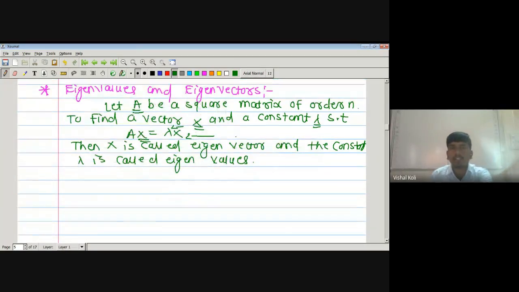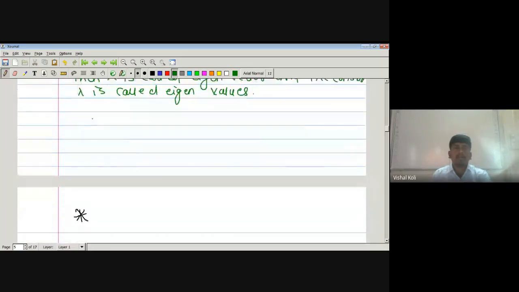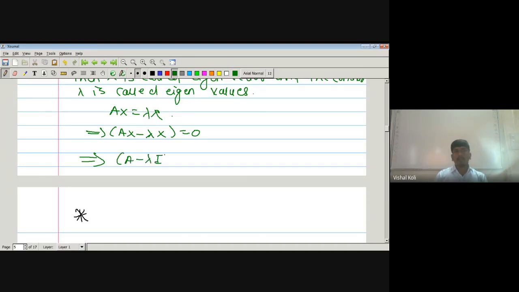Now this equation 1 can be written as Ax equal to lambda x, which is nothing but Ax minus lambda x is equal to 0. Actually, all of these are matrices. Therefore this is nothing but A minus lambda into I, of x equal to 0.